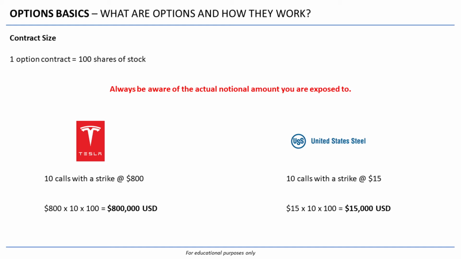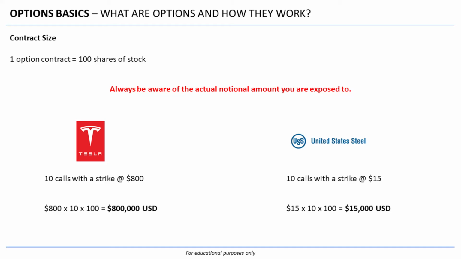For example, let's compare 10 call options for Tesla with a strike of $800 and 10 call options for US Steel with a strike of $15. In both cases, we are only talking about 10 contracts per underlying, but in terms of the notional amount, there is a big difference. To calculate the notional amount, we just multiply the strike times the number of contracts times 100 shares per contract, and that equals the notional amount.